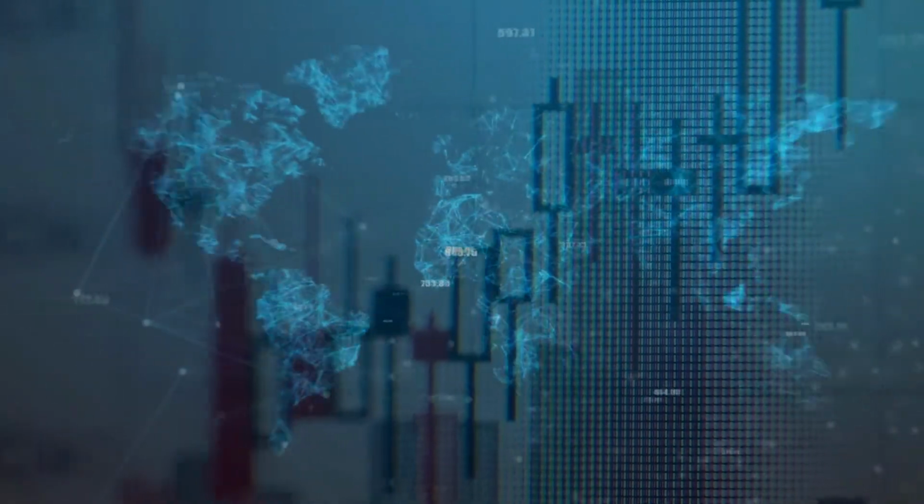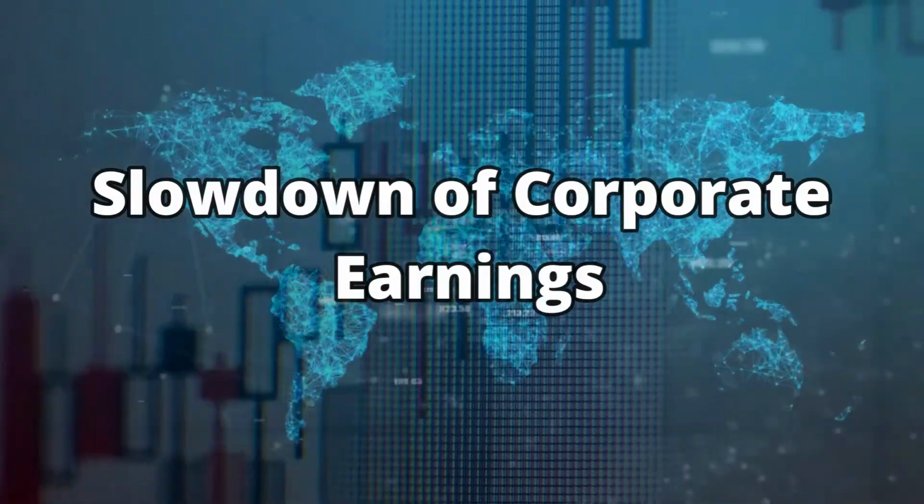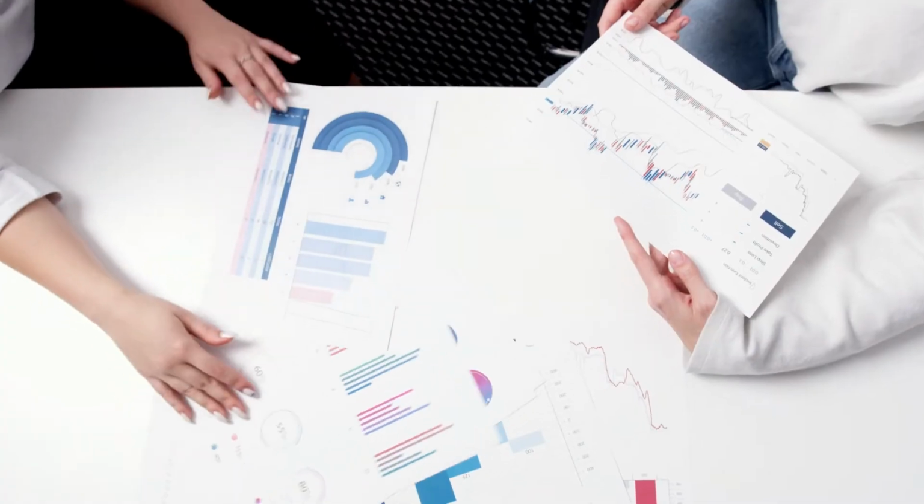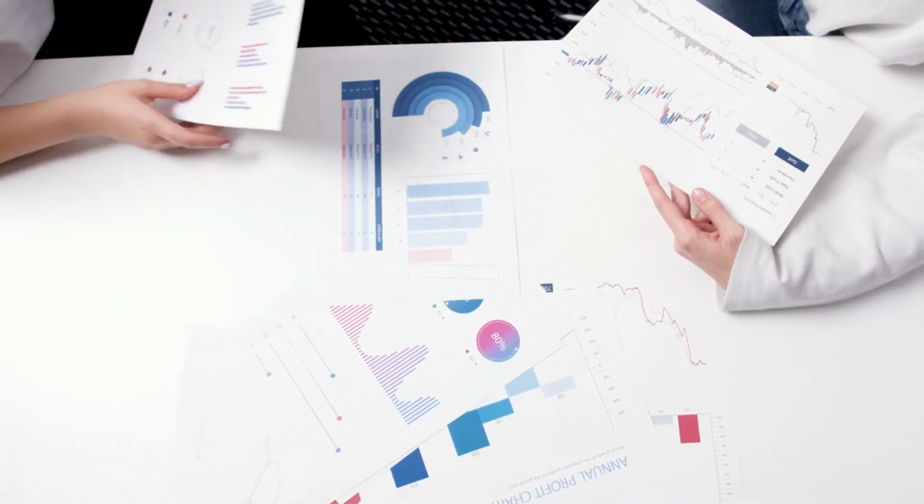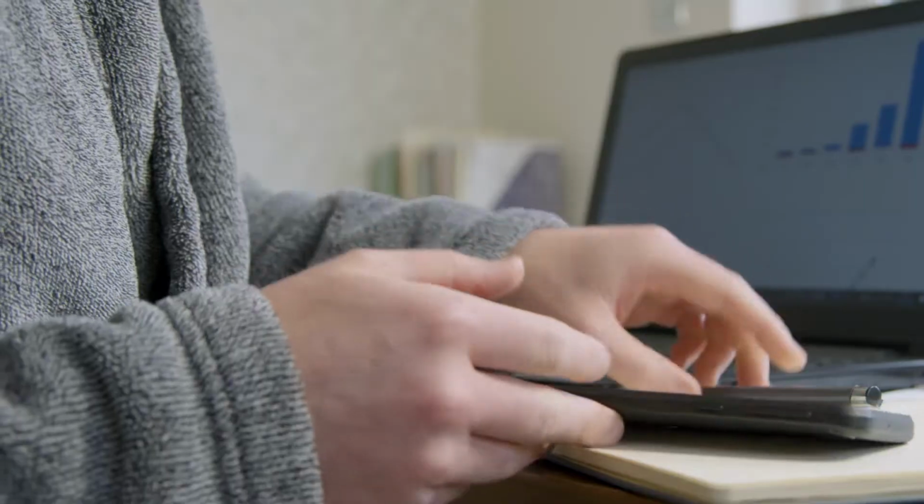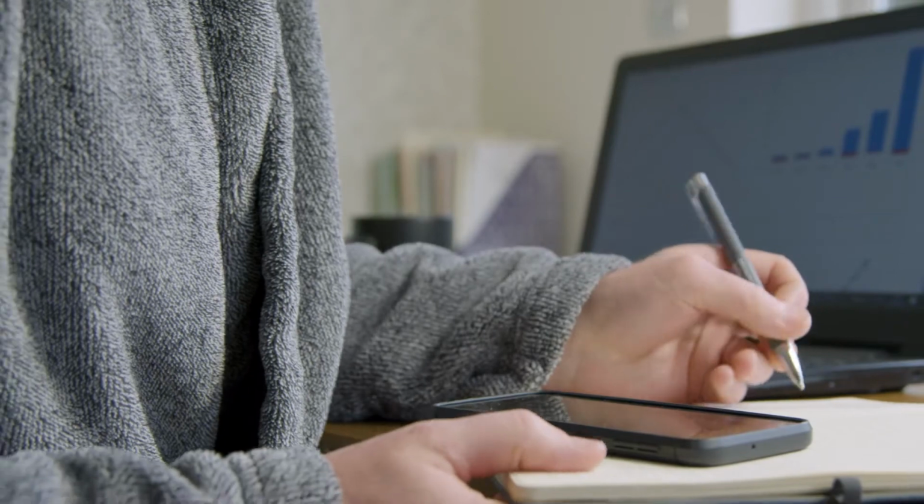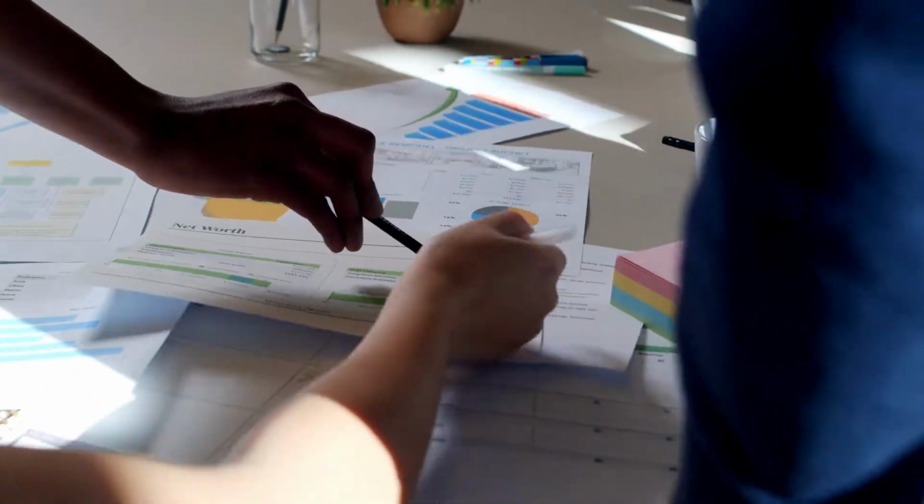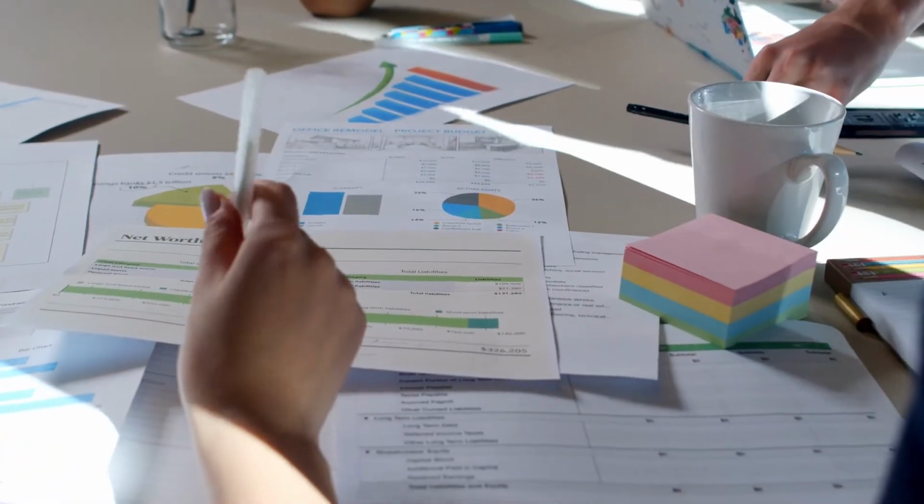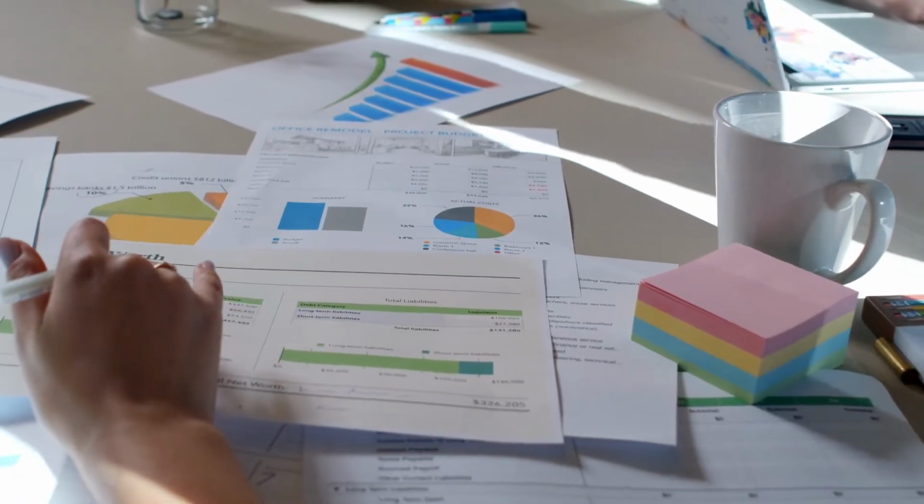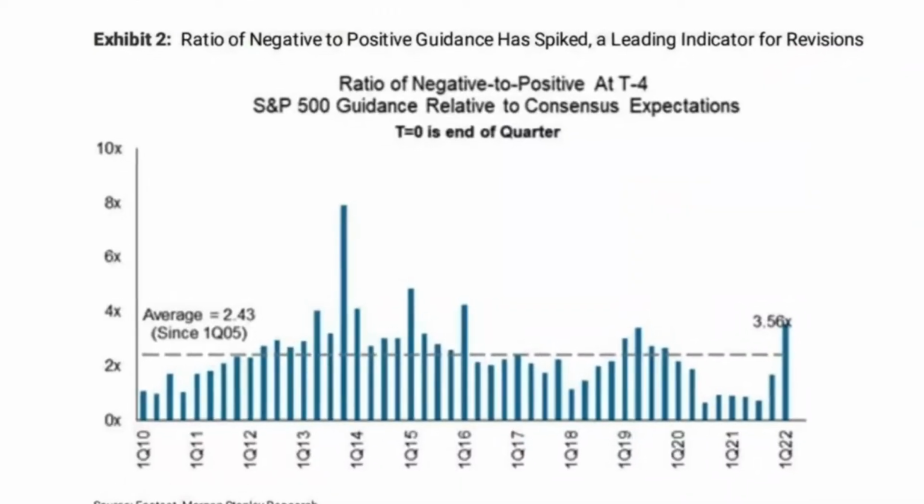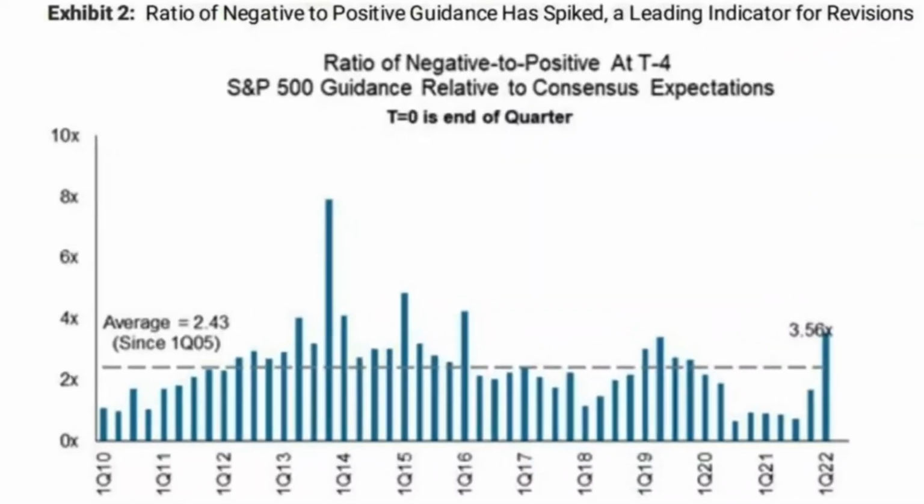The next point to consider is the slowdown of corporate earnings. When corporations disclose their profits, they frequently provide information on their future expectations. Shareholders will have a better knowledge of anticipated profits, sales reports, estimates, and market circumstances as a result of this. However, the ratio of negative to positive guidance spiked above average for the first time.